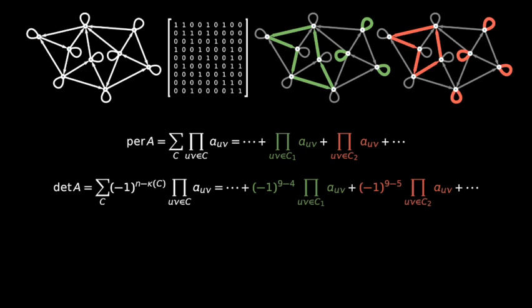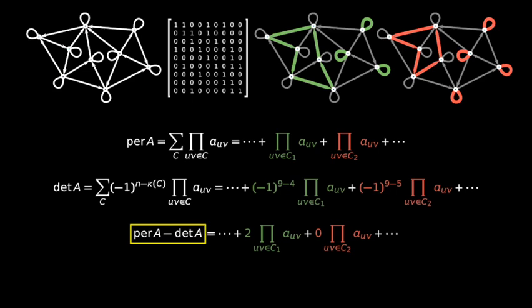This one contributes to the permanent and the determinant with the same sign. And now the magic happens: when I subtract the determinant from the permanent, the red terms cancel. What is left are the contributions from the covers that contain an even cycle. In fact, each of them contributes exactly twice. That's going to be important later. We have arrived at one of the many equivalent formulations of the even cycle problem that we saw before, and this one is due to Vazirani and Giannakakis. Even cycles are the same as permanent minus determinant. This characterization is the starting point of our algorithm.